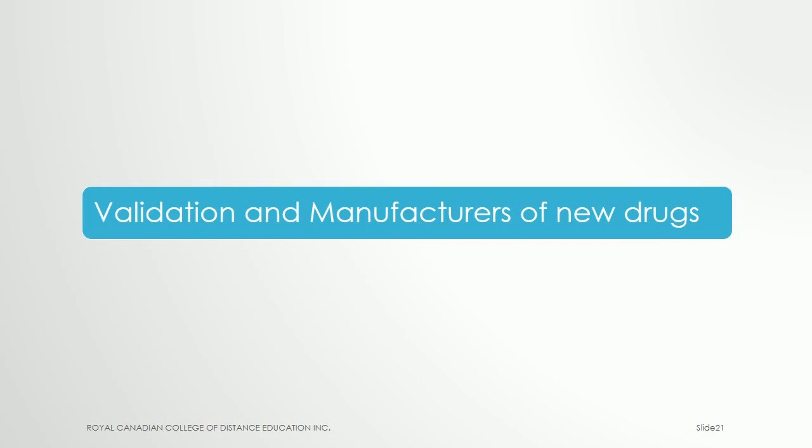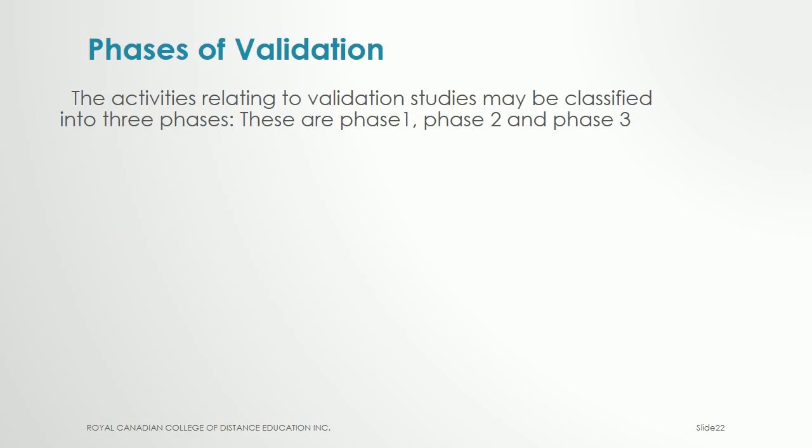Process validation and manufacturers of new drugs. In this section I will present briefly the approach to process validation by manufacturers of new drugs. Phases of validation. The activities relating to validation studies may be classified into 3 phases. These are Phase 1, Phase 2 and Phase 3. Let's look at Phase 1.